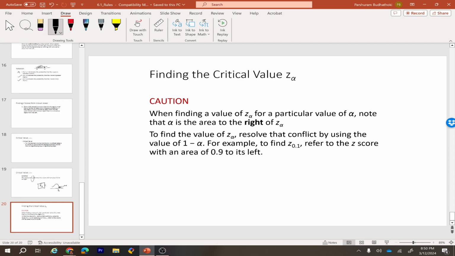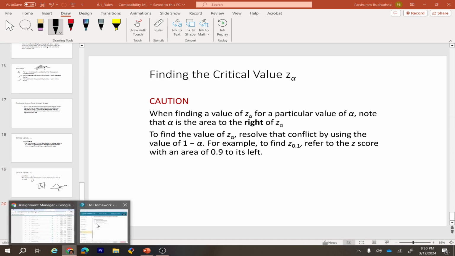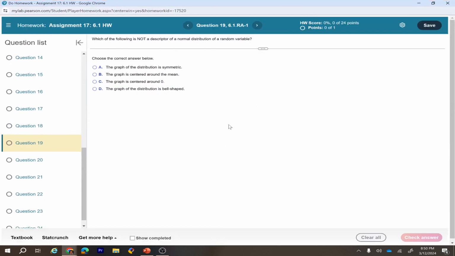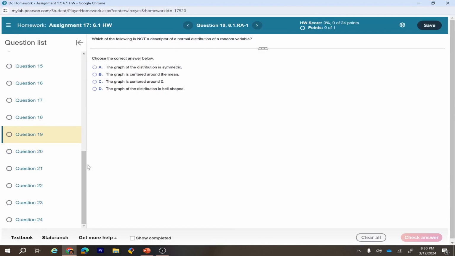So let's look at some examples from section 6.1. Before we start, let's look at question number 19 here.